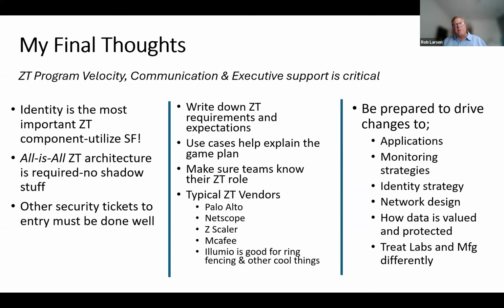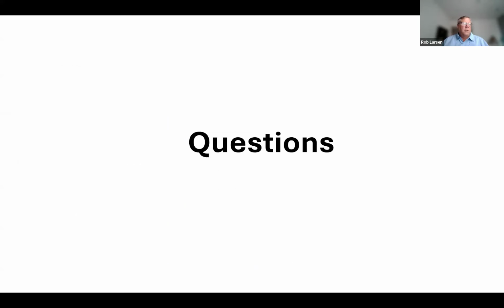And I think the last thing that I would leave you with is, be prepared to drive changes to applications where it's necessary, monitoring strategies, identity strategy, network design, understanding that data value approach, and then realizing that labs and manufacturing are different than the corporate side. And look, that ends my brief discussion about identity and zero trust.